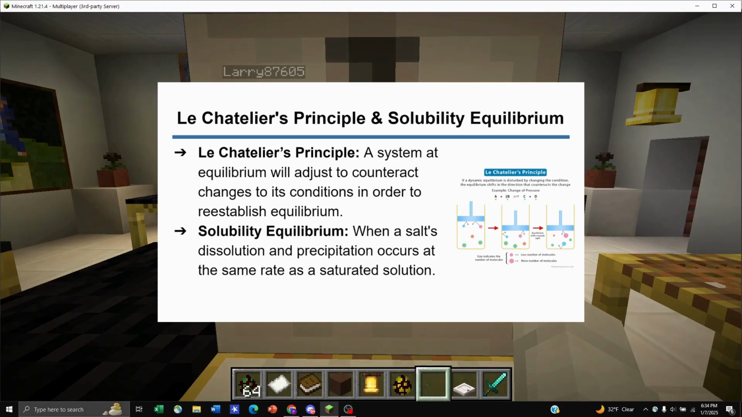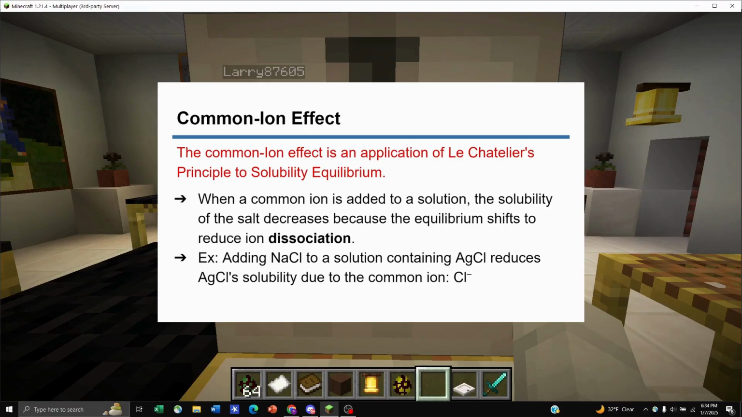The common ion effect is an application of Le Chatelier's principle to solubility equilibrium. When a common ion is added to a solution, the solubility of the salt decreases because the equilibrium shifts to reduce ion dissociation. For example, adding NaCl to a solution containing AgCl reduces AgCl's solubility due to the common ion Cl-.